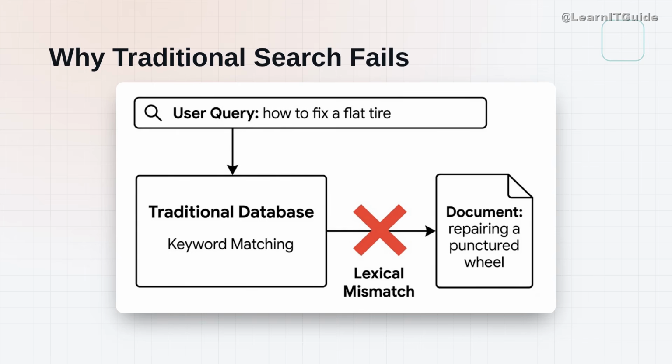To solve this, we move to semantic search. But once you start representing text as dense vectors, your standard SQL database becomes an operational bottleneck. It is not built for the math required to find similar vectors across a high-dimensional space.